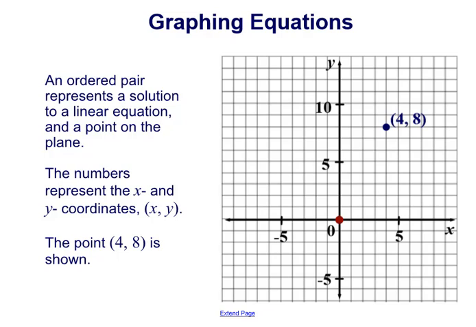An ordered pair represents a solution to a linear equation and a point on the plane. The numbers represent the x and y coordinates, where you see in parentheses (x, y). So x always comes first and then followed by y. And it matches alphabetical order, so it's very easy to remember. So here we have the point (4, 8) shown on the Cartesian plane. That means you're moving 4 on the x-axis and 8 up on the y-axis.